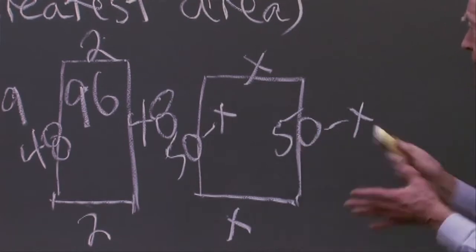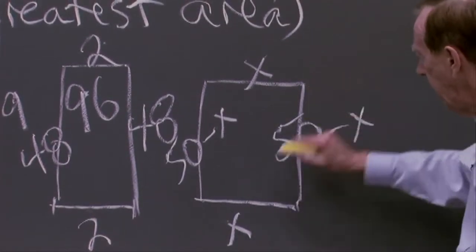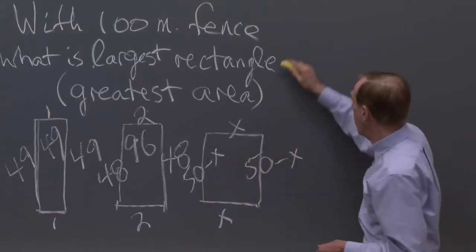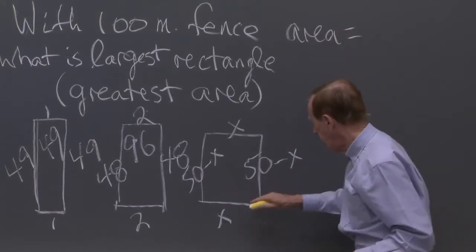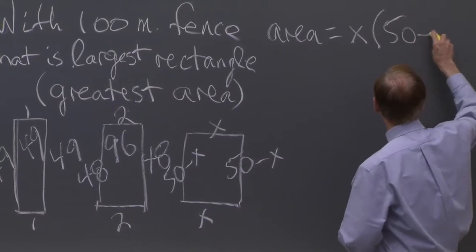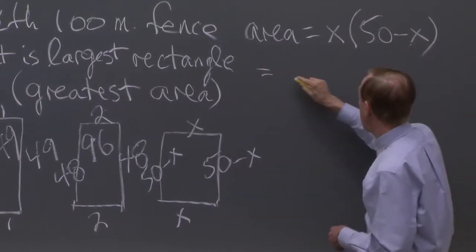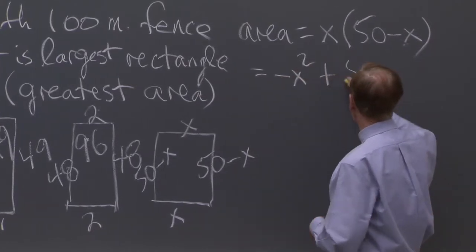And now I've got a rectangle that uses a total of 50 there, a total of 50, uses my 100 meters. So my area is the base times the height, x times 50 minus x. Or if I multiply that out, I see the minus x squared and the 50x.